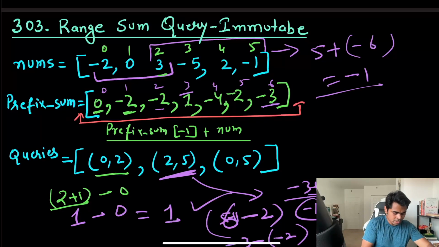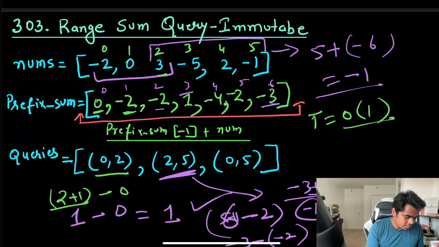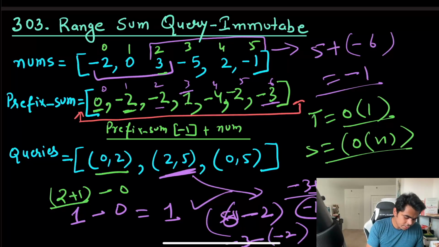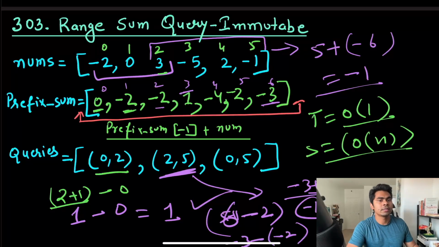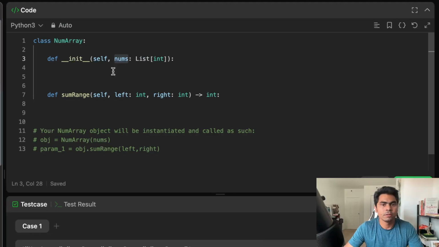But this is it. This is bringing down our time complexity to big O of 1 for the queries at least, and introducing a little bit of space, big O of n, because we are able to calculate this in constant time. So let's write it. Things will become more clear once we have the solution right here.